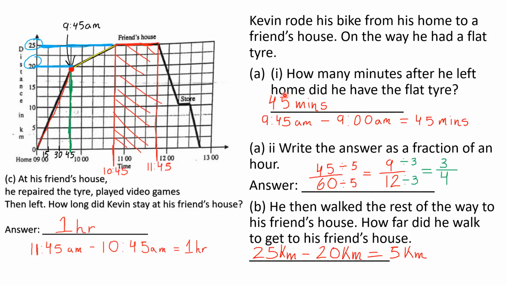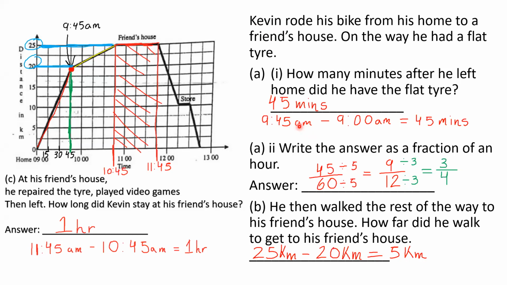For A, how we got that is by reading the question first. Kevin rode his bike from his home to a friend's house. On the way, he had a flat tire. A. How many minutes after he left home did he have the flat tire? We have to find out the exact time that he had the flat tire.